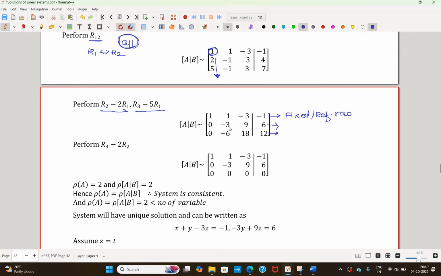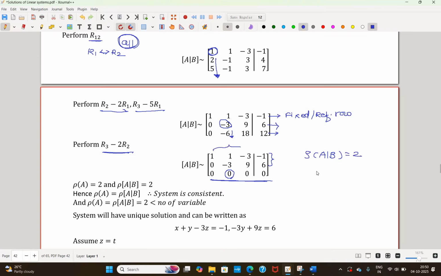Now focus on A22. A22 is this position, it's minus 3, and observe the below element, it's a multiple of minus 3. So without getting 1 at the position A22, we are performing this operation. So this is R3 minus twice of R2. Here we are going to get 0, and you can observe here the entire row is getting 0. Now how many number of rows are there? 3. And how many number of non-zero rows are there? 2. So rank of augmented matrix is getting 2.